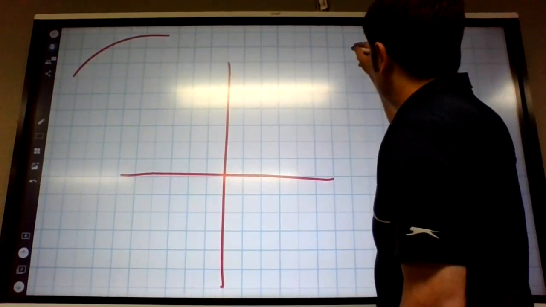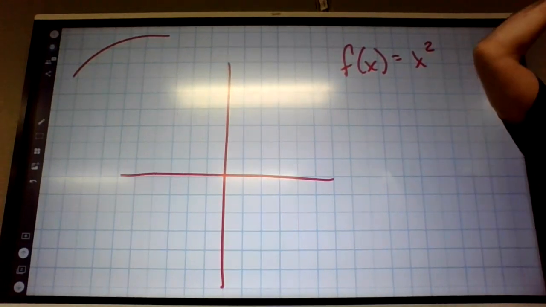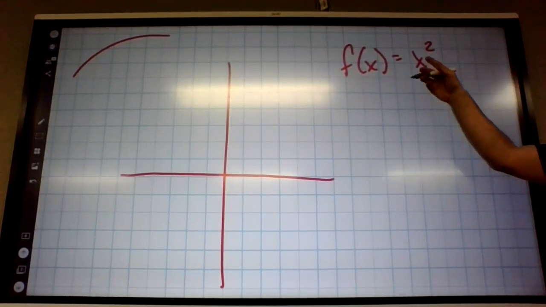Today, we're talking about graphing the graphs of quadratic functions. Okay, a quadratic function is a function with an x squared in it.